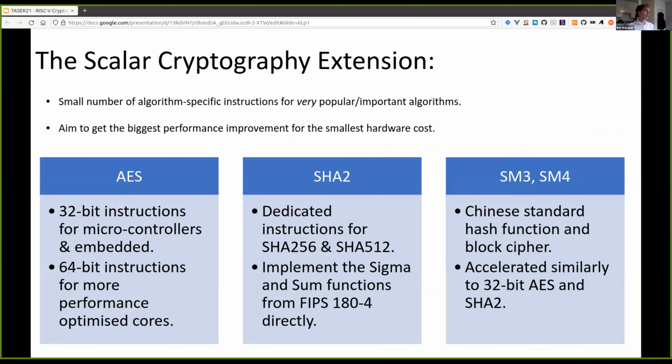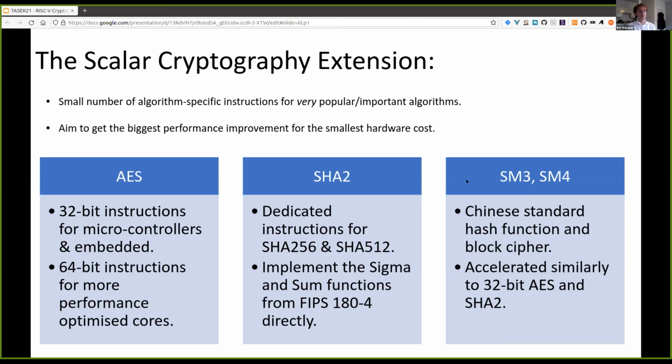In terms of what the scalar cryptography extension contains, we broke it into basically three components. The easiest ones to explain are a small number of very specific instructions for particular, very popular algorithms like AES and SHA-2. I'm actually talking about the AES instructions tomorrow in one of the CHES sessions, so, shout out, I guess. The AES instructions we split in two, one for 32 bits, one for 64 bits, because again, with different classes of CPU, you can afford to specialize the instructions slightly to take good advantage.